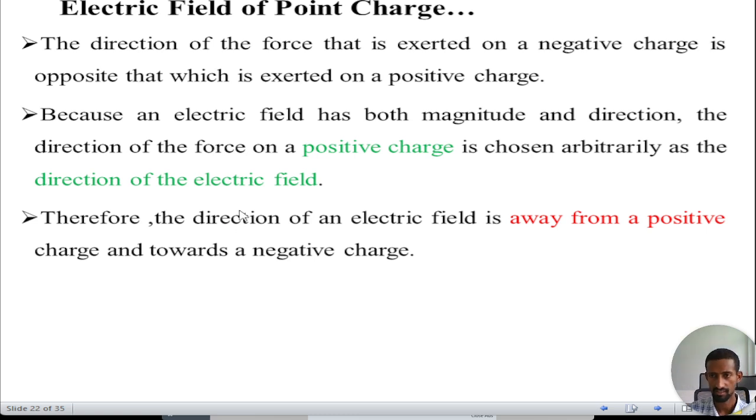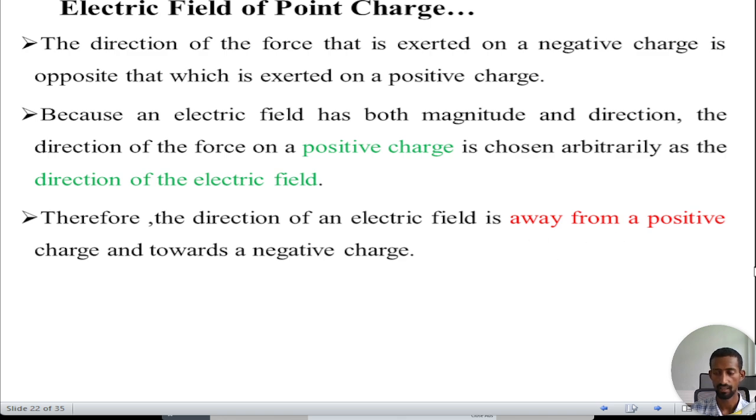The direction of the force that is exerted on a negative charge is opposite that which is exerted on a positive charge. This we have already defined while discussing the previous class. Because an electric field has both magnitude and direction, the direction of the force on a positive charge is chosen arbitrarily as the direction of the electric field.